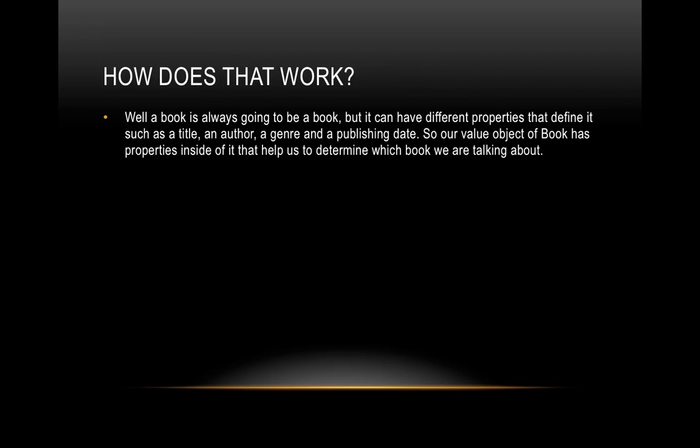Well, a book is always going to be a book, but it can have different properties that define it, such as a title, an author, a genre, and a publishing date. So our value object of book has properties inside of it that help us to determine which book we're talking about.